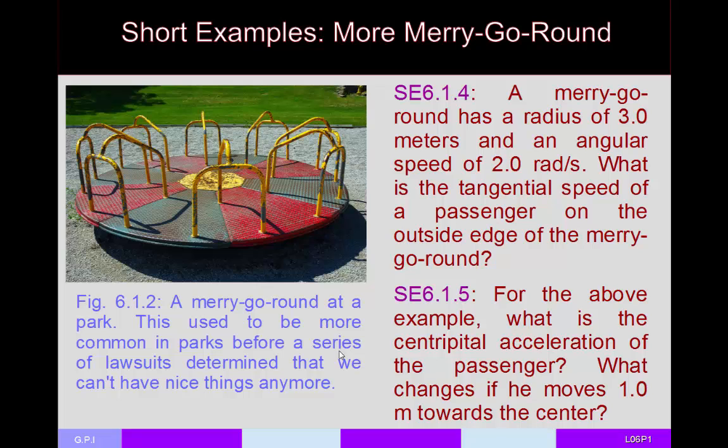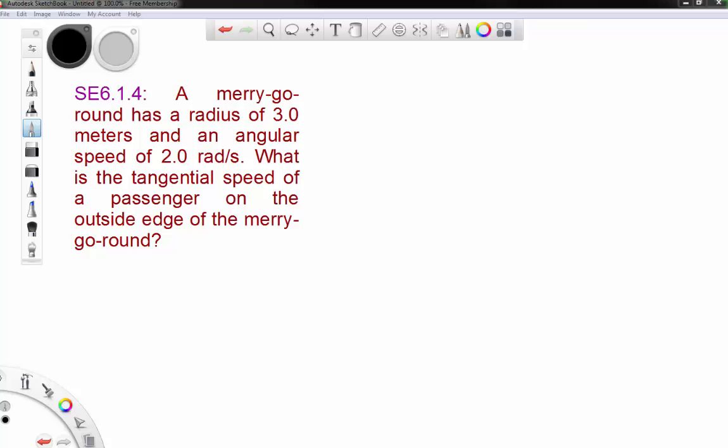So let's look at a couple more short examples to help us out here. So you have a merry-go-round again, and now we know what the radius is. It's 3 meters from the middle to the edge. And you've got an angular speed of 2 radians per second. So the question is, what's the tangential speed of a passenger who's sitting out here on the edge of the merry-go-round? Okay, so we have that the tangential speed v sub t is going to be equal to basically the rotational speed times the radius.